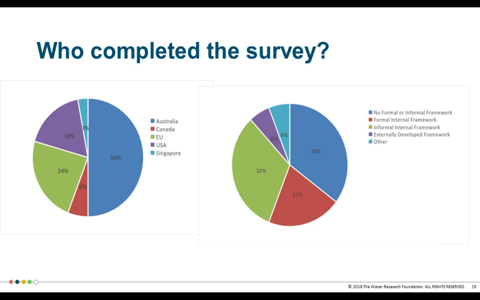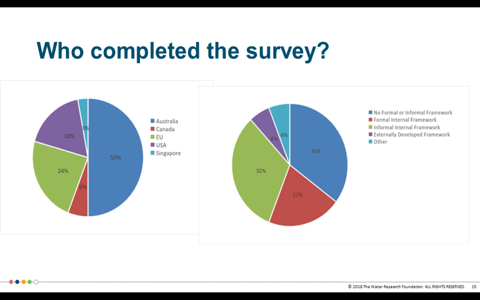The second biggest slice there, the green slice, says that the organisation had some sort of an informal internal framework. It wasn't necessarily something that was written down that had specific steps, but they had some idea of how they make their decisions, how they come up with priorities. And smaller numbers then did actually have a formal internal framework, and much smaller, again, were using some sort of an externally developed framework for decision making.